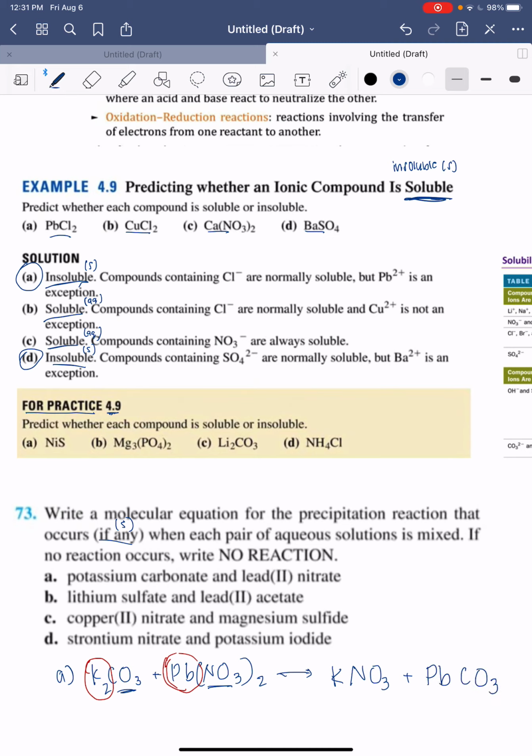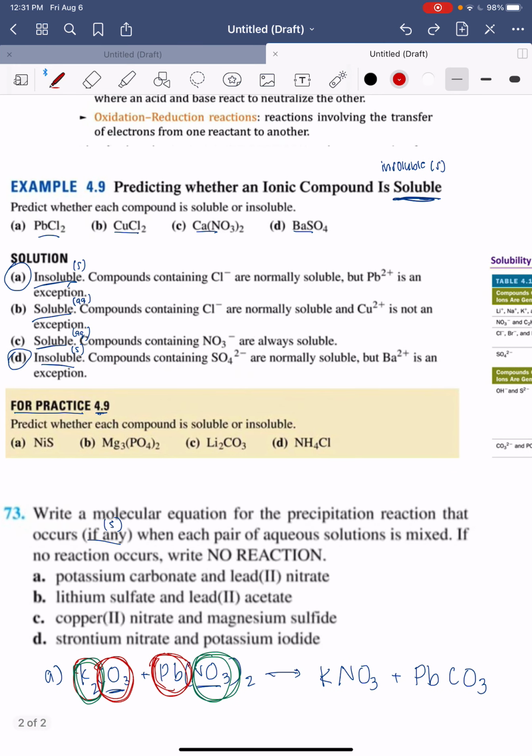PbCO3. And since carbonate is a 2- and lead is a 2+, they're going to cancel each other out. So it's just going to be PbCO3. Like I said here, again, we're writing a precipitation reaction. Let's flip. This goes with this, and this goes with this. So the second ion and the first ion of the two different compounds go together, and the first ion and the second ion of the two different compounds go together.